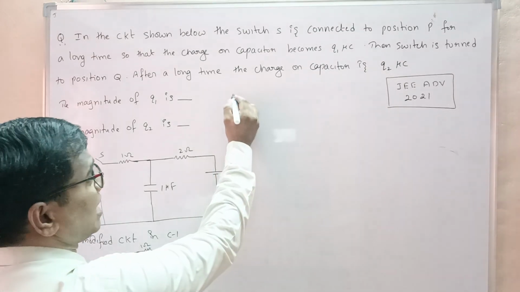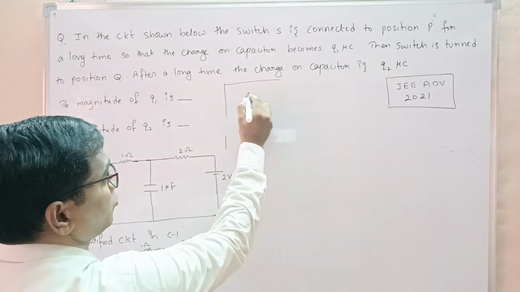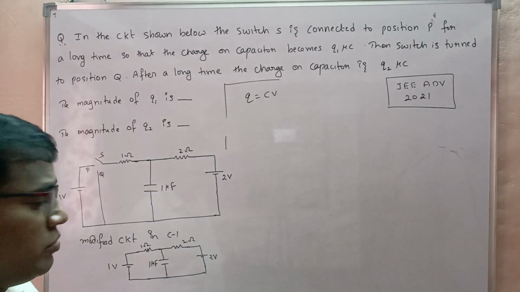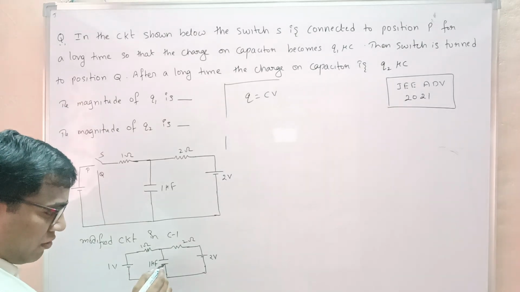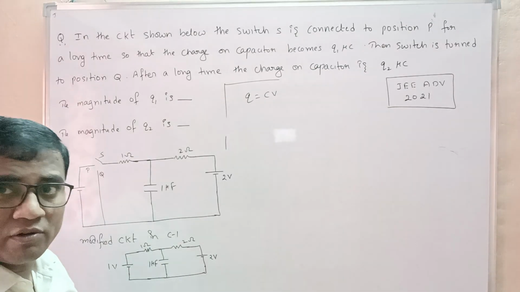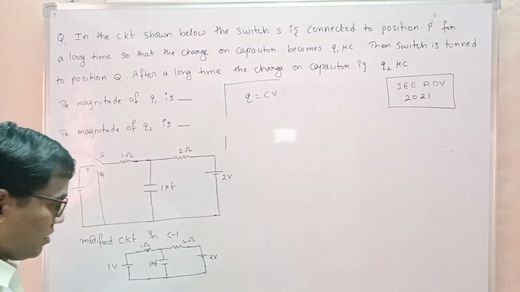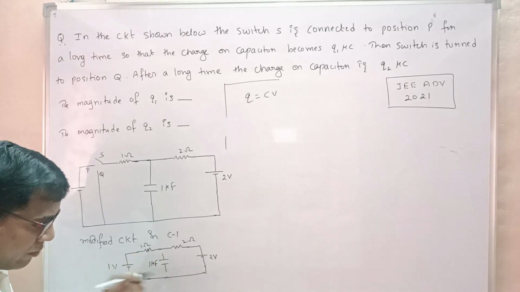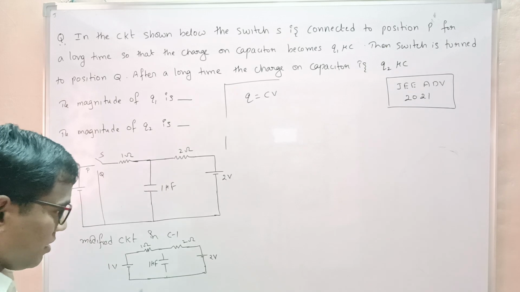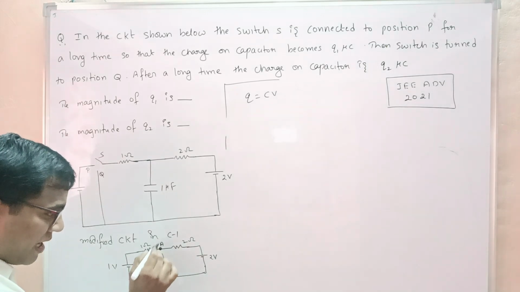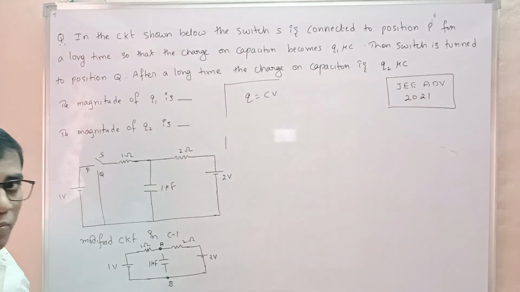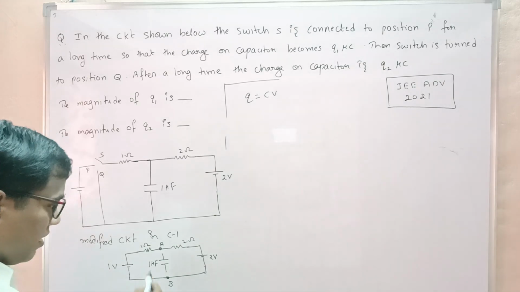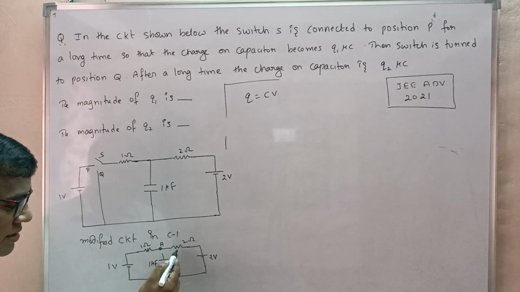We know the charge formula: the charge stored in the capacitor Q is equal to CV. So now we have to find out the potential across the capacitor. If you try to understand, after a long time these connections will be removed because there is no flow of current. And we are going to calculate the potential across A and B. For that, try to understand, these two resistors are connected in series.